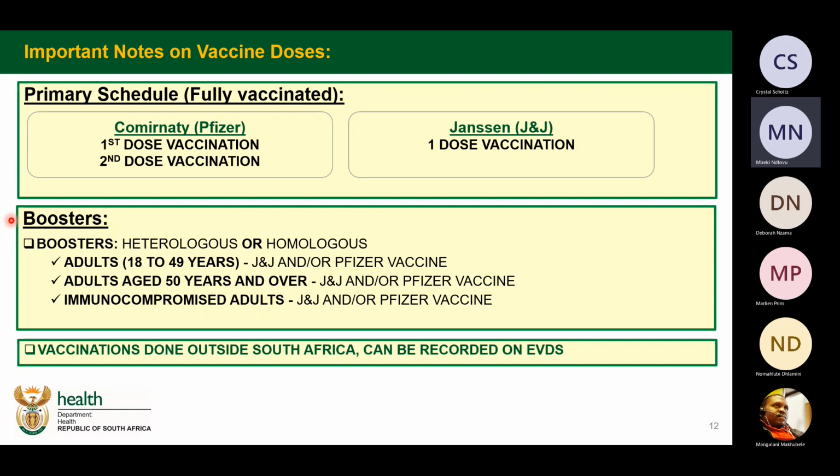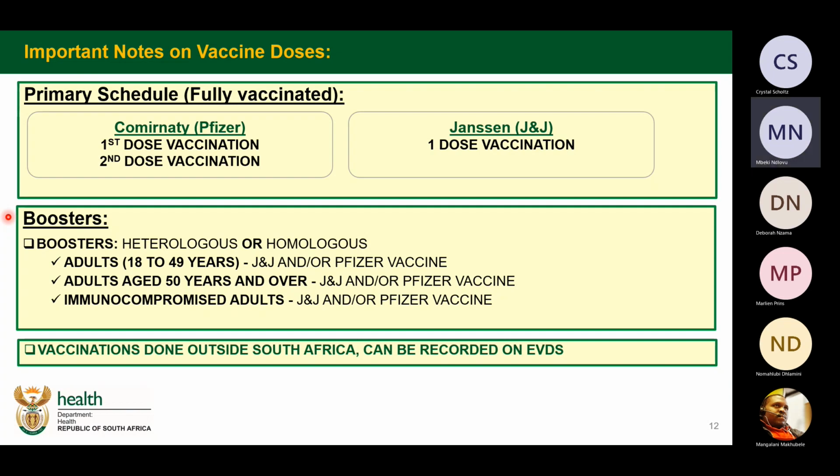right? So if you started with Pfizer, if you take the first 2 doses, which are supposed to be 21 days apart, it means you've completed your primary schedule. But if you are taking J&J, if you take 1 dose, your primary schedule is complete, right? And then what follows after you've completed your primary schedule is the boosters.